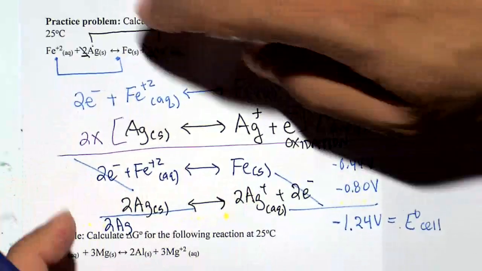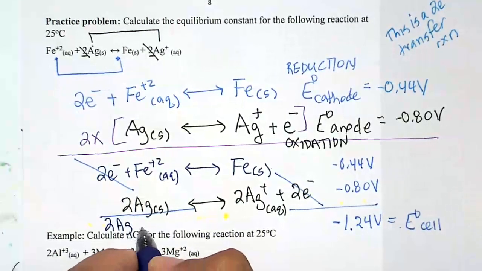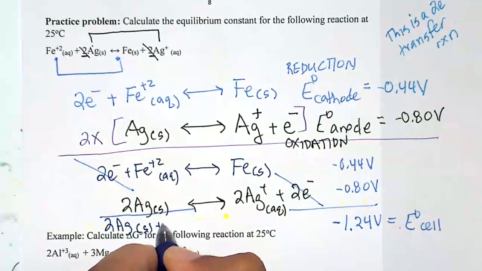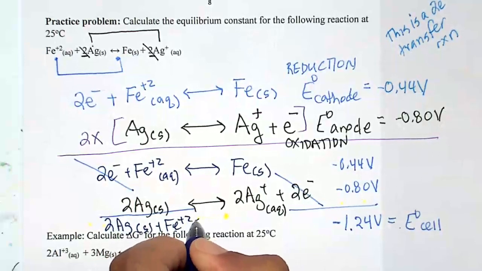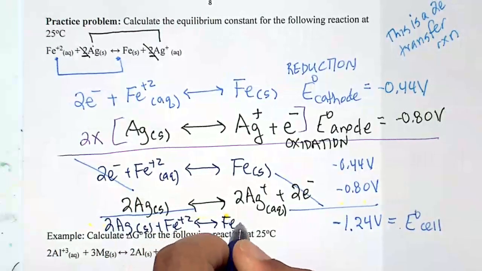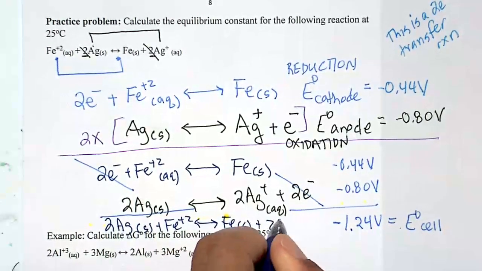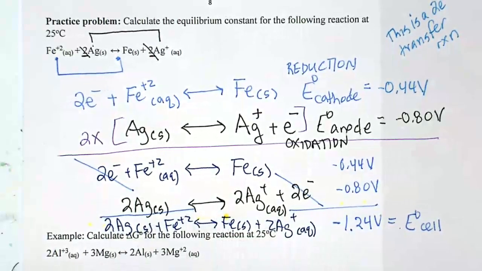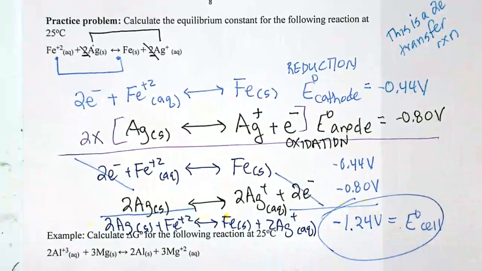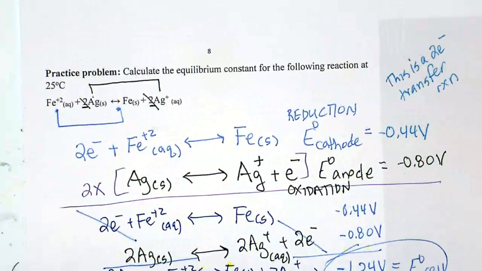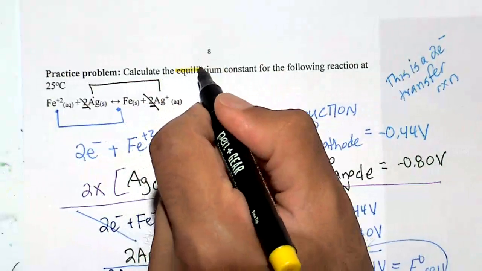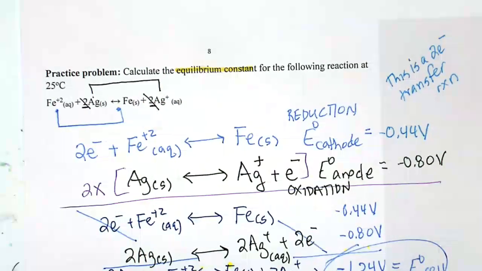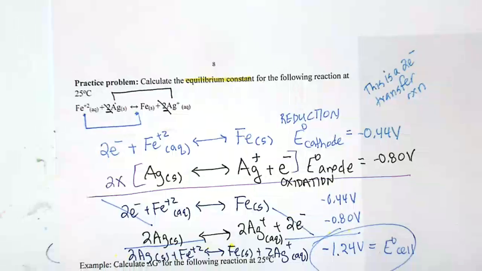The final net reaction is going to be 2 Ag solid, basically the same as this. So we deconstructed it and constructed it back together, getting Ecell. 2 Ag solid plus Fe 2 plus goes to Fe solid plus 2 Ag plus aqueous. Okay, this is what we need. And now we have, I think, everything to calculate the equilibrium constant, which is called K.